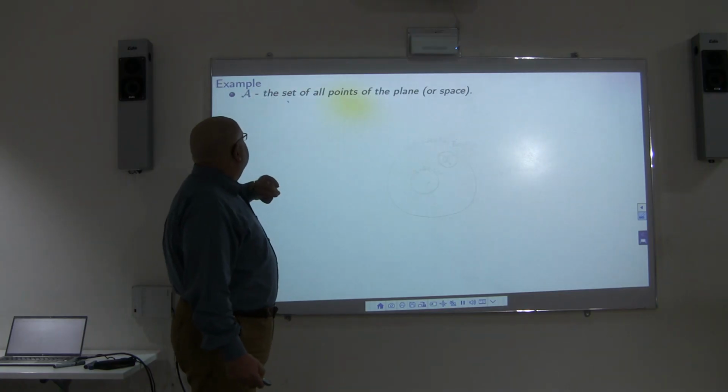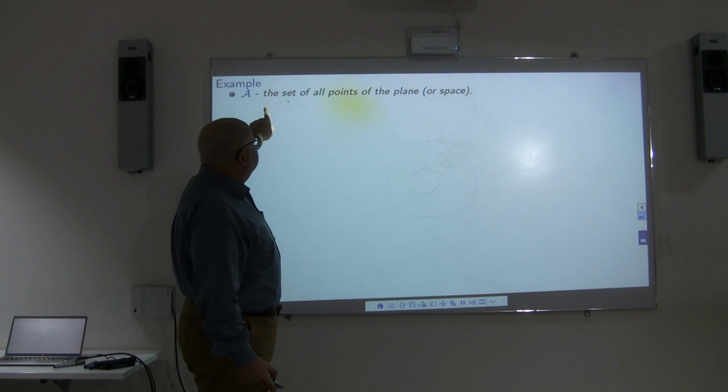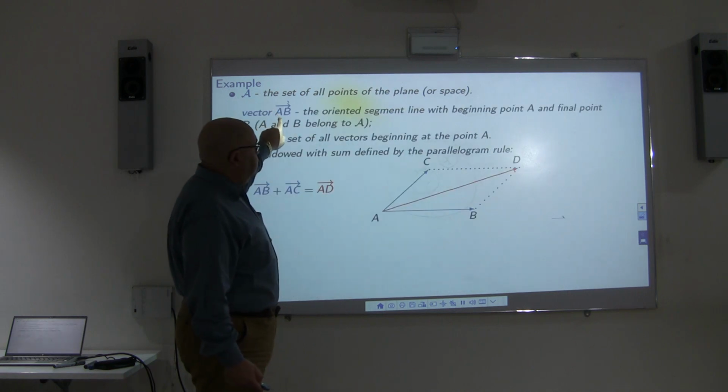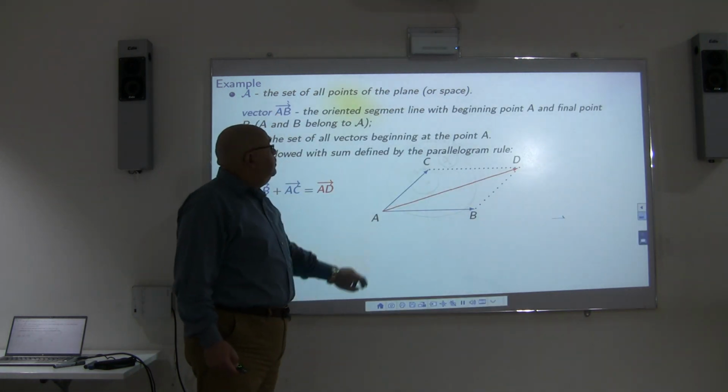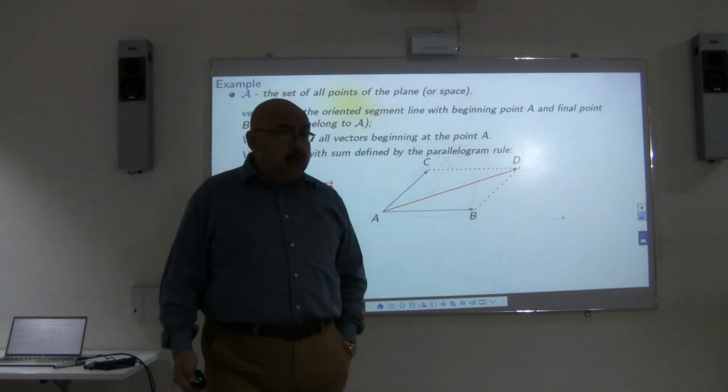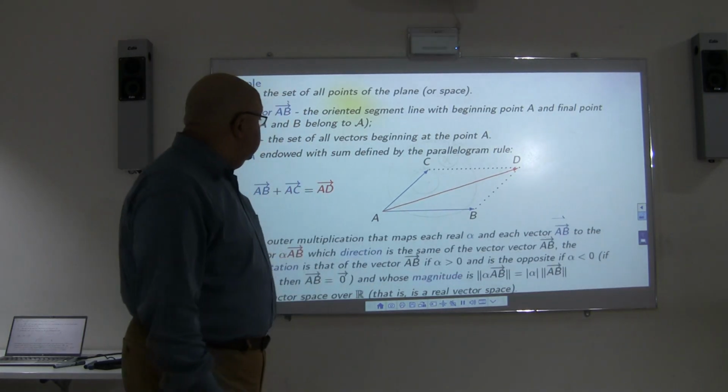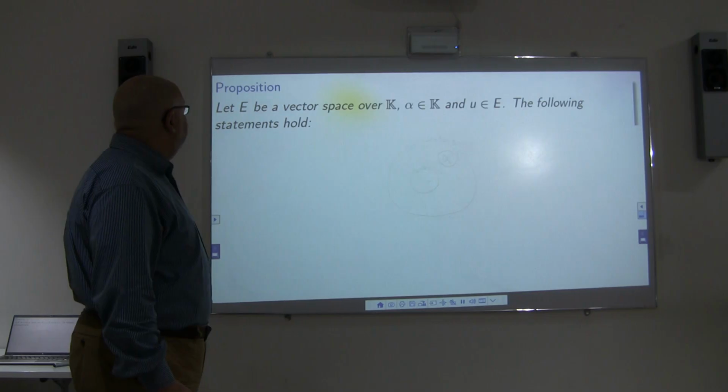Once more, if we have the set of all points on the plane or space, but under the condition that it passes through the origin, it also will be a vector space, and that's the addition of two vectors.